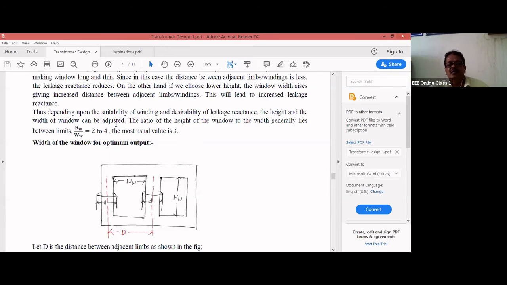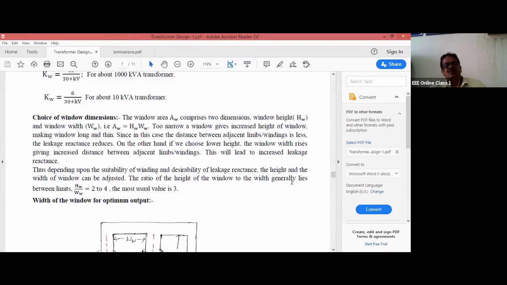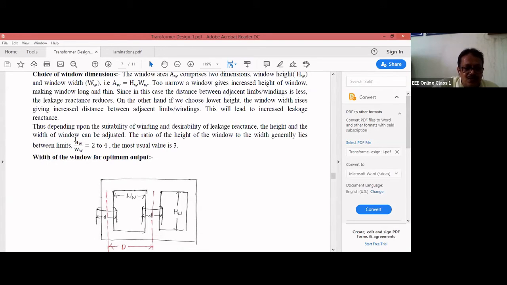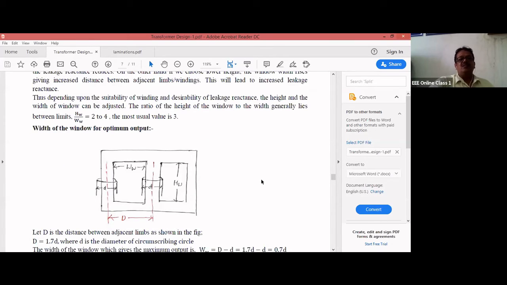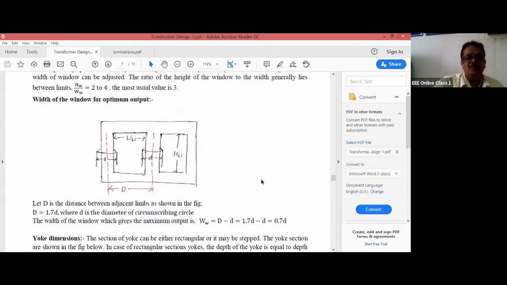What should be the height and the width of the window? The ratio of height of the window divided by the width of the window should be 2 to 4. The most crucial value you are going to take is 3, and it lies between 2 to 4. That is regarding the choice of window dimension. Once again, we are going to use this relation in the problem when they don't give the height, for calculating the height and width of the window. Next, width of the window for optimum output.